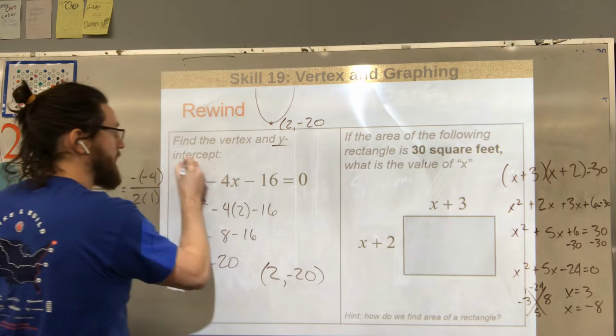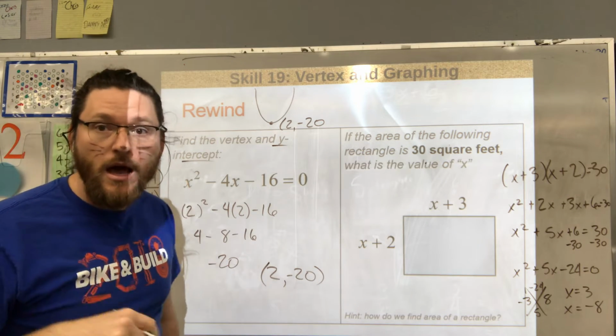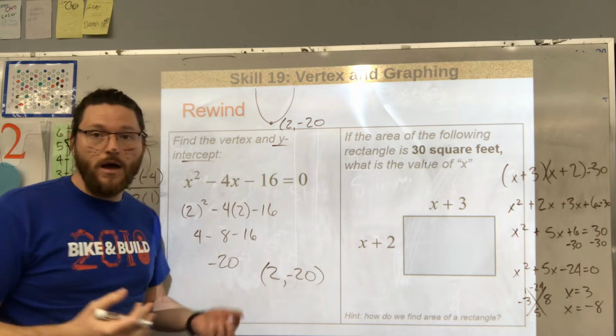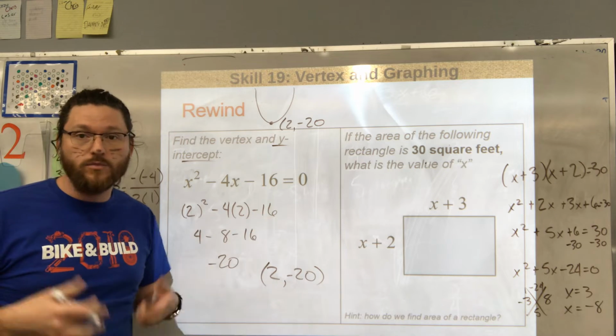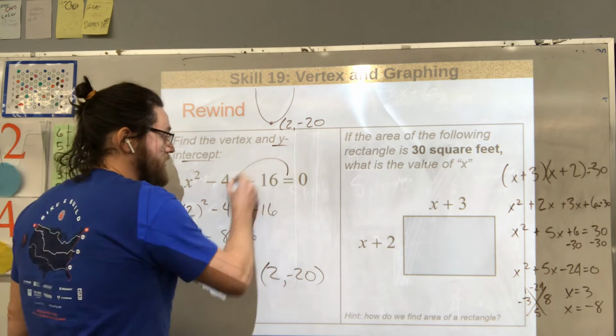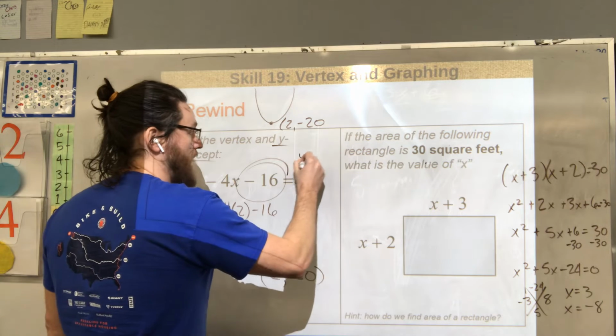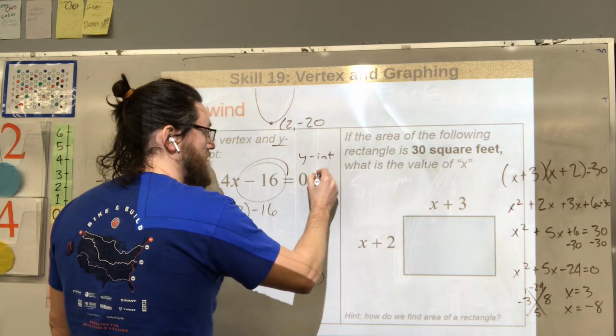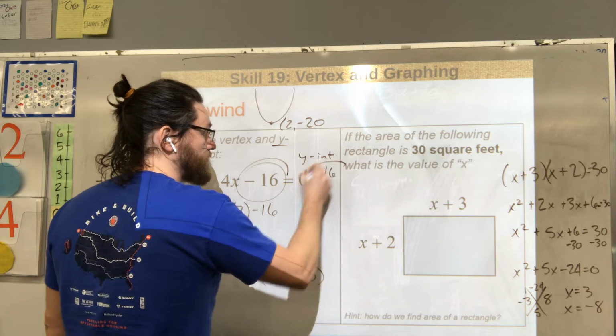This problem also asks you to find the y-intercept, and hopefully you guys remember that problem. When we have this written out this way, it's pretty easy to find the y-intercept. It's just this number at the end. So the y-intercept is at negative 16.